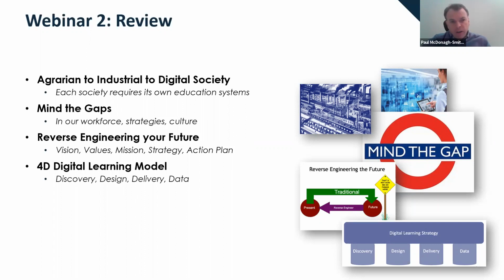This reverse engineering process has 5 components: an achievable vision, a set of powerful organizational values, a desired mission and completion date, a strategy for achieving that mission, a set of objectives required to enable the strategy, and finally, an action plan that facilitates and enables you to reach your objectives. We then finished up last week by introducing a 4D digital learning model.